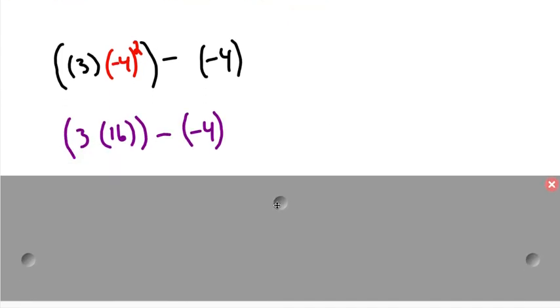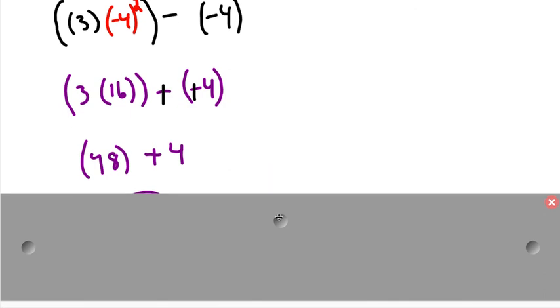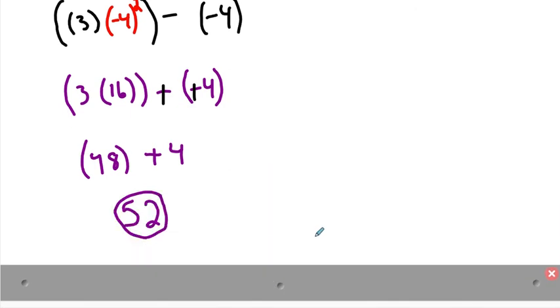But first of all, I'm going to do my exponents. So -4 squared is 16. So I bring down to 3 times 16 minus a -4. Keep going. 3 times 16 is 48, and here's where I changed my double negative. Okay, so here was a minus a negative. I changed them both to positive to make that +4. Last step, 48 plus 4 is 52 for your final answer.